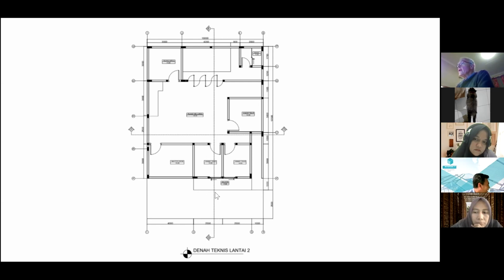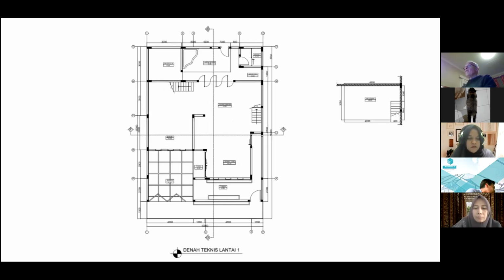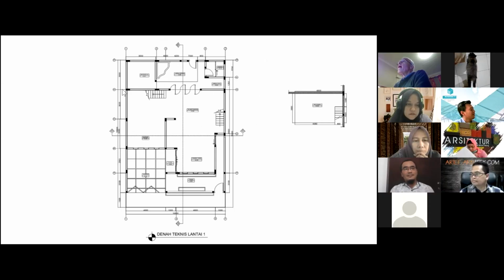So going back to lantai 1, the floor plan. So we don't have resistance along here. What about grid E? Well, yes, in grid E, we have a wall here and a wall here.